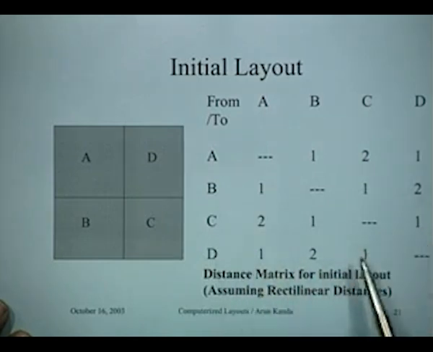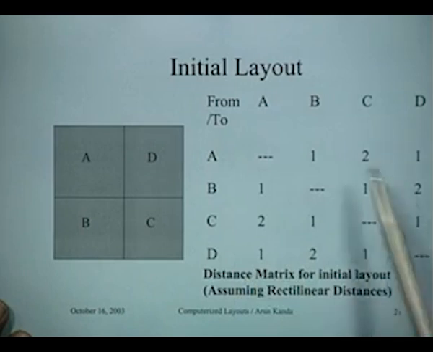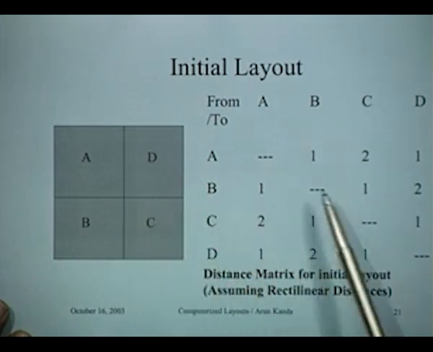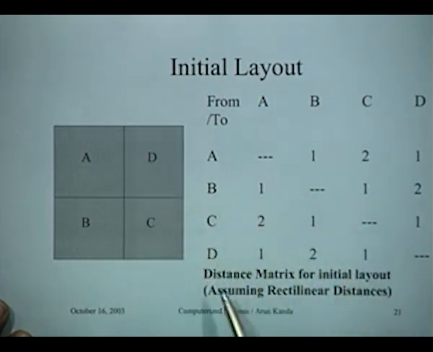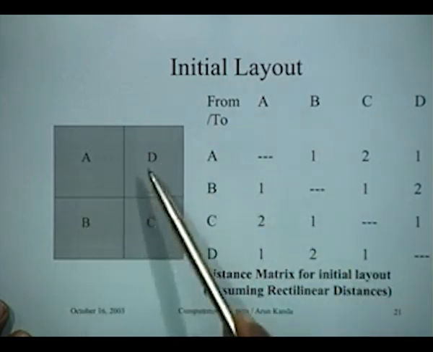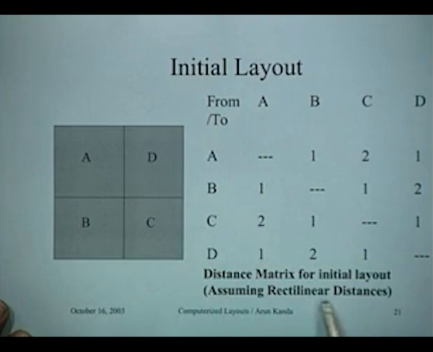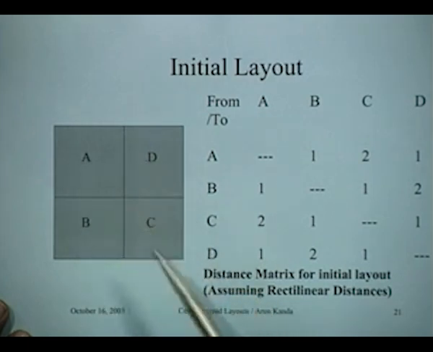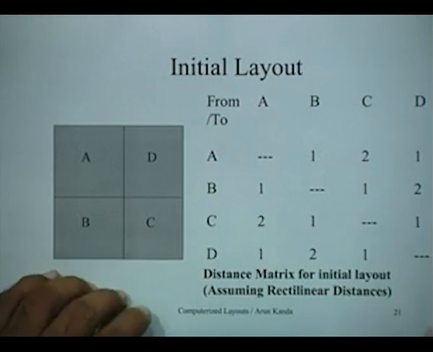And similarly here. So this 4 by 4 matrix is actually nothing but the distance matrix corresponding to this layout. If I change the layout, obviously the distance matrix will change. So this is the distance matrix for the initial layout, which is what we are assuming here, A, B, C, D placed here, and we are assuming that rectilinear distances are involved. That means I am going from here to here, not this way, not this way. So I am talking about movement using rectilinear distances. So this is the information pertaining to the initial layout.